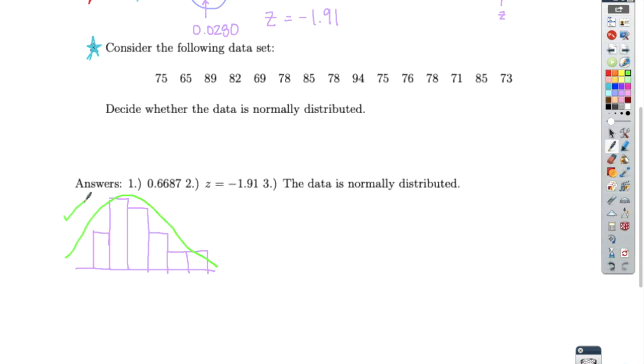Now, test number 2 is to check for outliers. So I'm going to make a box and whisker plot. So I'll go back to stat plot, and I will select the box and whisker plot on here.